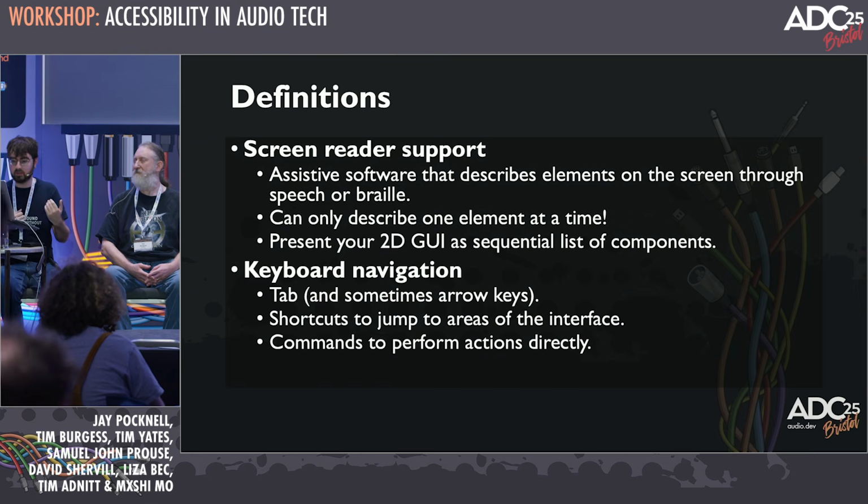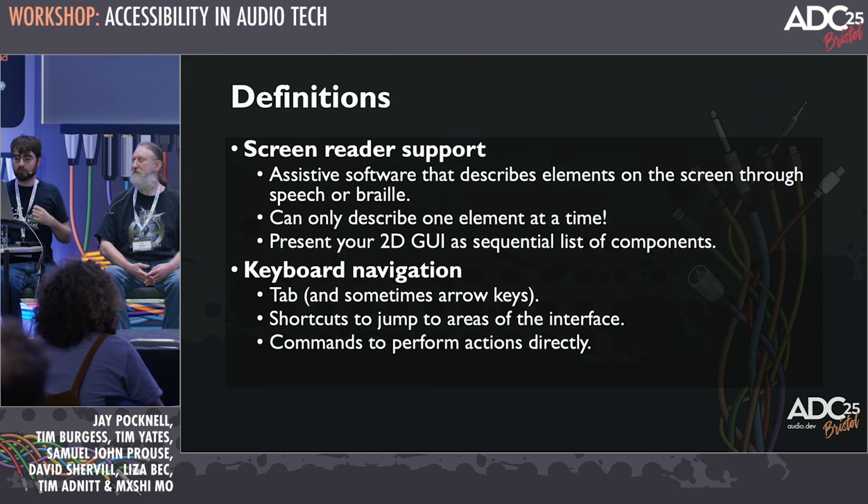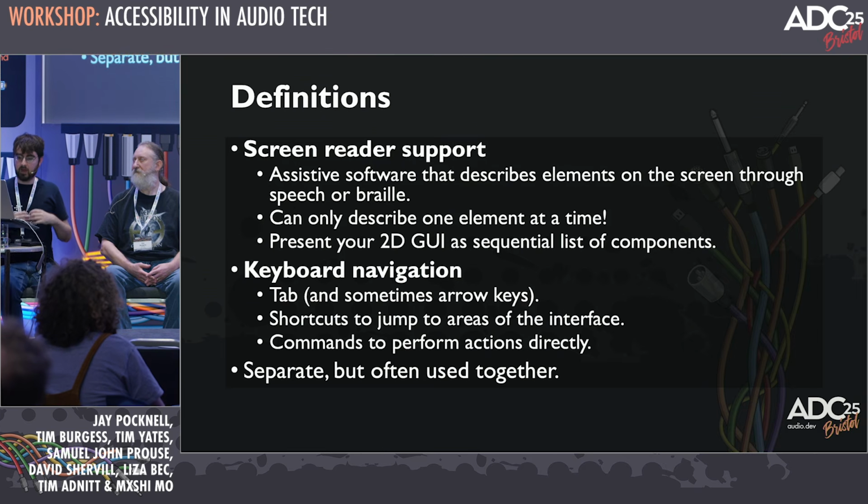And keyboard navigation does what it says on the tin, really, but just to expand on that slightly, generally people are using tab to get through the interface, sometimes in conjunction with arrow keys, depending on the screen reader. People always really appreciate when there's shortcuts to jump to useful areas within the UI as well, so you're not tabbing a million times to get to a particular thing. And also when there are key commands to perform actions directly, so everyone's done Control-S to save, for example. So keyboard navigation helps everyone, as does screen reader support. And these two things are separate, but most often used at the same time.